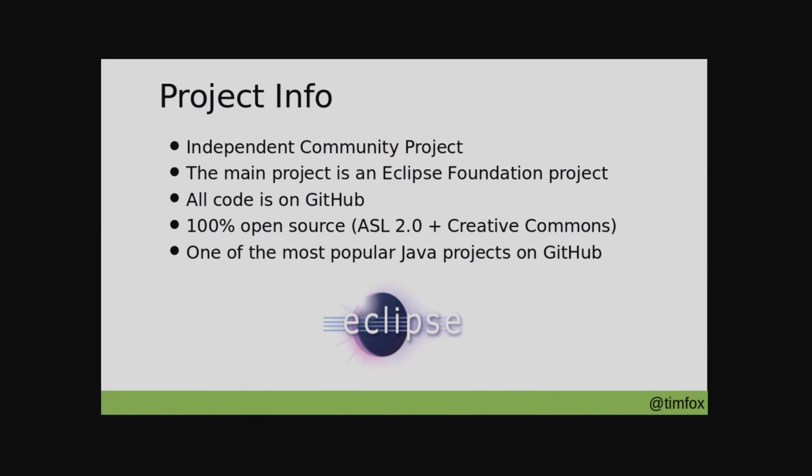Yeah, so I'll finish off with a bit of information about the project in terms of governance and that kind of stuff. I work for Red Hat, but the project is not owned by Red Hat. The project is actually an Eclipse Foundation project, so all the trademark and the IP is governed by the Eclipse Foundation. All the code is on GitHub. We work exclusively on GitHub. 100% open source, of course. ASL2 currently. Actually, we're dual licensed, ASL2 and EPL1, because we're an Eclipse project, and that's how they like it to be done. And we're still one of the most popular Java projects on GitHub. I think we're like number 10 or 11 out of all Java projects on GitHub right now.